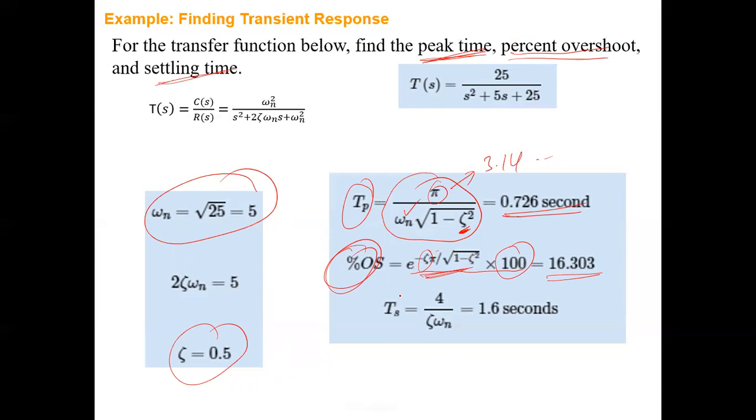Then similarly, settling time. How do you find settling time? It is 4 times tau, right? So we know tau is 1 over this guy. That's why 4 times tau equals 4 divided by omega n. So you know the value of zeta and omega n, just plug in and you get this one. This is how you figure out those parameters.